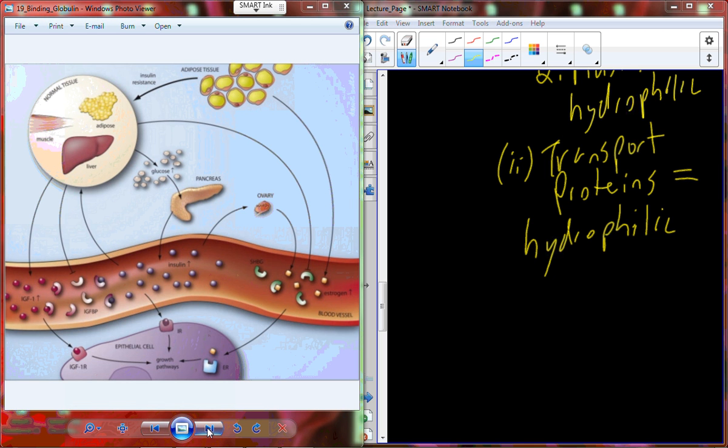So this image here, you can see that we have tissues and things like the pancreas and the ovaries that are producing molecules and have to react to molecules. Some of these molecules will dissolve directly into the bloodstream and some of them will not. Those that will not, we got to put together with another type of protein that basically removes the effect of the hydrophobicity.